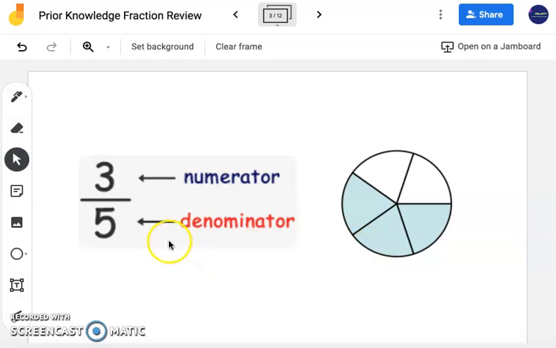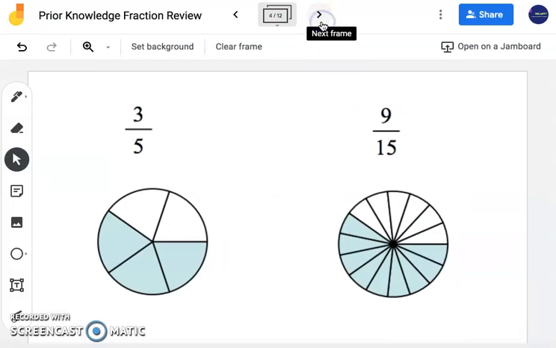Now I determine my denominator as my whole because here's my whole circle, and this circle is broken into 5 equal pieces. Now since the whole circle is not fully shaded in, that's where my fraction comes into play. And my fraction here of 3/5 is less than a whole, and in fact that 3/5 is a piece of the whole, which represents my fraction.